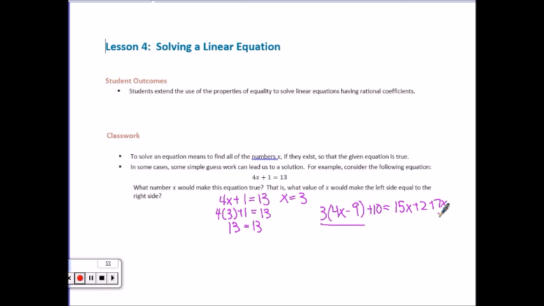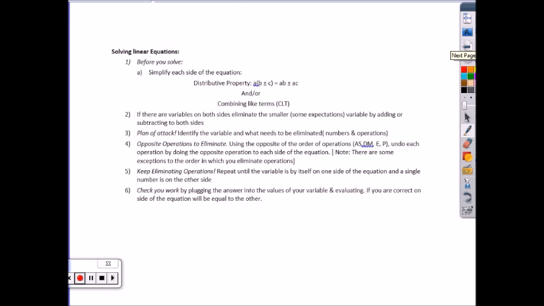So this is what we're going to start off with in this lesson, which if you look at these rules, is what they're telling you. We have the distributive property, which you guys used last year, same with combining like terms. So we're just working on having variables on both sides and figuring out how to eliminate them.